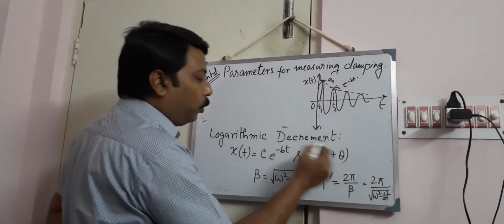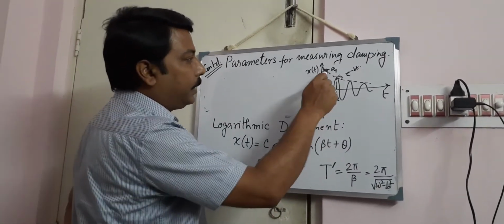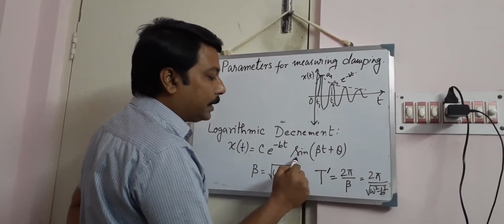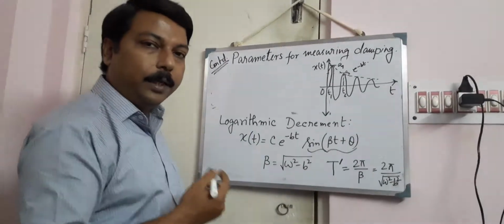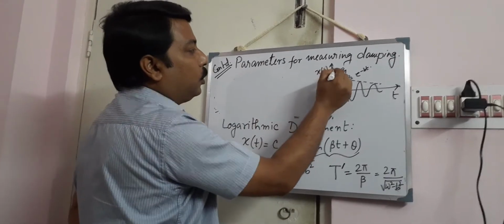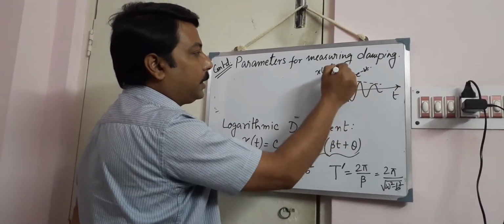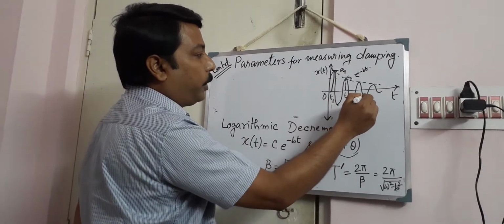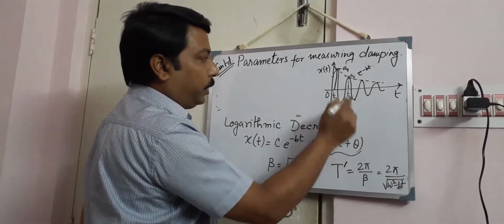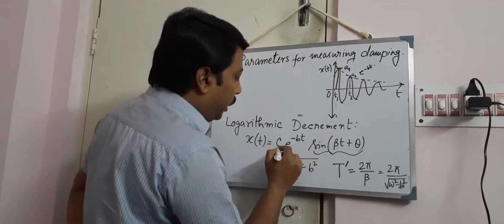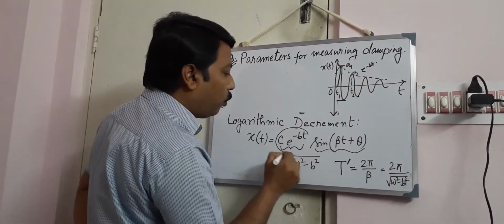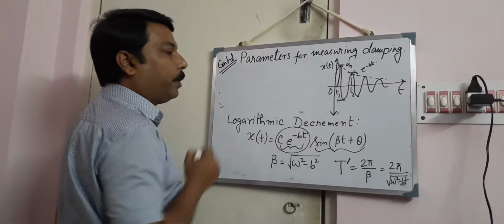So if you look at this expression, you will understand that at these amplitude positions on either side of the equilibrium, this sine beta t plus theta part will either be plus 1 or minus 1. So if I take this upper side as positive, at these points sine beta t plus theta has the value plus 1, whereas at these points on the other side of the equilibrium, on the negative side, sine beta t plus theta will have a value minus 1. So the value of the displacement at these amplitude points is given only by this term c e to the power minus bt.